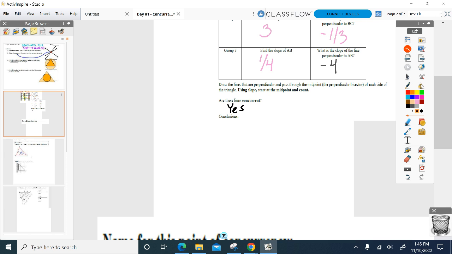The conclusion? In any triangle, doesn't have to just be that one, in any triangle, all 3, what did we just take so much time graphing? All 3 perpendicular bisectors are concurrent. In any triangle you make up yourself, if you do the 3 perpendicular bisectors, it is guaranteed that they will be concurrent, meet at the same point. Guaranteed.